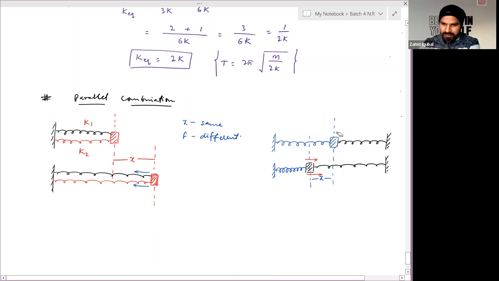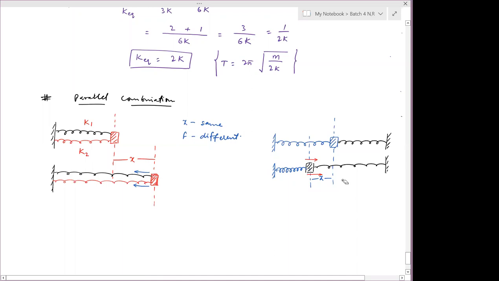If you displace this particular block slightly towards the left side, this black one is getting stretched by how much? X amount. Similarly, this blue one will get compressed by how much? X amount. Is it clear? So both of them are attached to opposite walls.